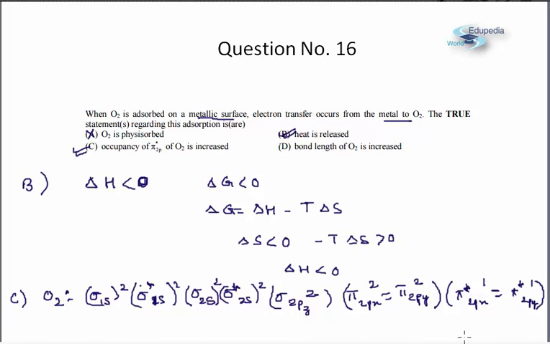And if more electrons are entering into the anti-bonding orbital, we write the bond order as BO equals half of the number of bonding electrons minus the number of anti-bonding electrons. And as the number of anti-bonding electrons will increase, clearly the bond order will come down, and if the bond order comes down, the bond length is increased. So D will also be my correct answer. Thank you.